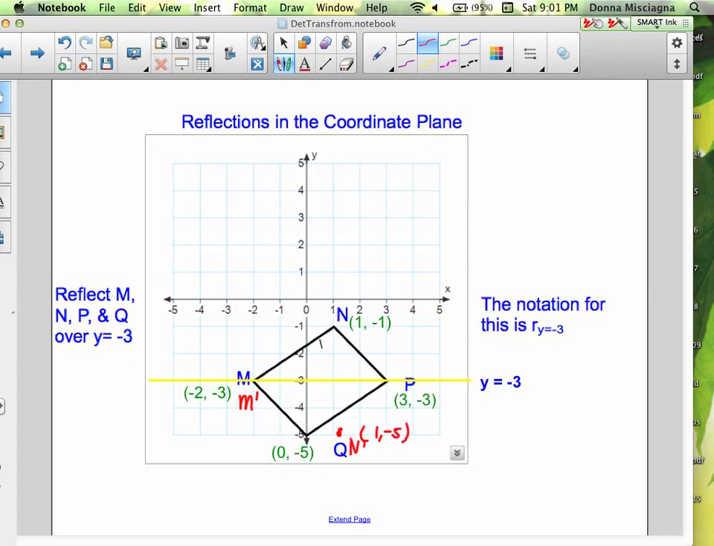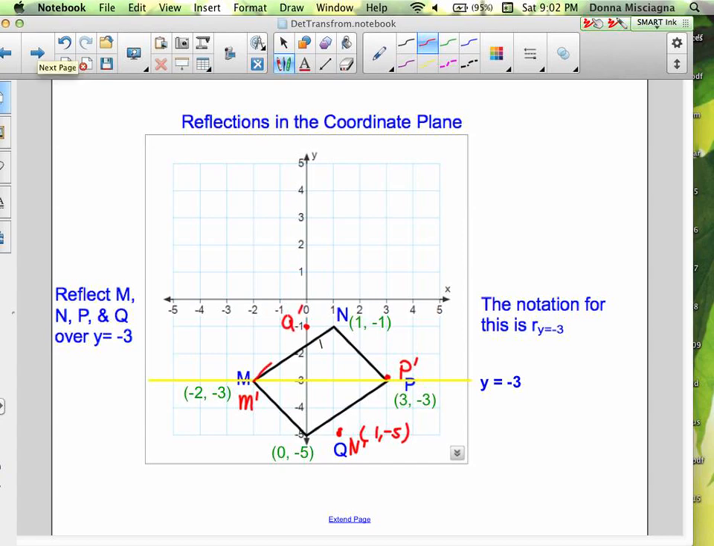P is on the line of reflection, so it is also in the same spot as P. And then Q here is 2 away from the line of reflection, and it's nice and easy because I'm counting along the y-axis. I need to go 2 away in the other direction. So there is Q prime. And that's all there is to this one.